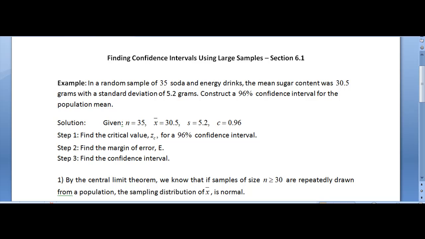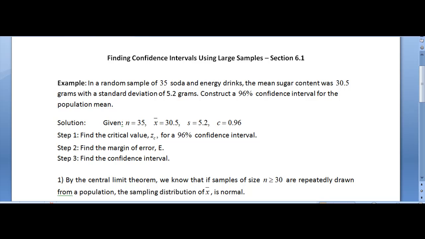In this video, we will learn how to find confidence intervals, which means interval estimates for the population mean, using large samples. Large samples means samples of size n greater than or equal to 30. So for example, in a random sample of 35 soda and energy drinks, the mean sugar content was 30.5 grams with a standard deviation of 5.2 grams. Construct a 96% confidence interval for the population mean.